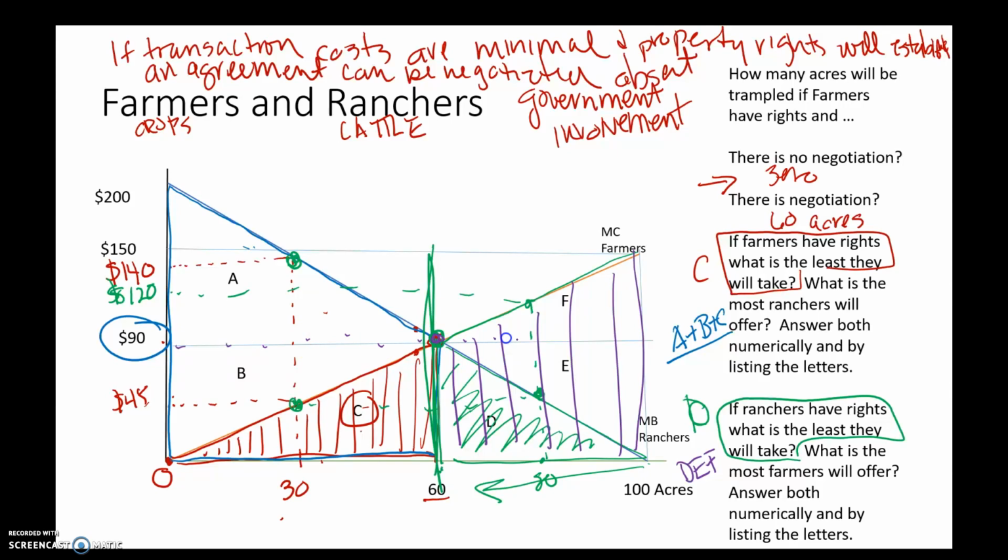So don't get confused by thinking $90 is any kind of total amount. They've negotiated $90 an acre, actually, in both of these situations. But whenever we're asked for total amounts, like what's the least the farmers will take, what's the most ranchers will offer, we're talking about areas under the curve. And with the farmers, we're talking about the area underneath the cost curve. With the ranchers, we're talking about the area underneath the benefit curve.